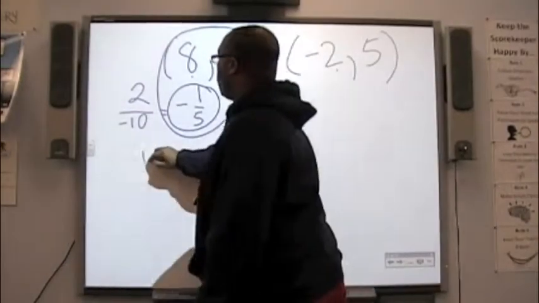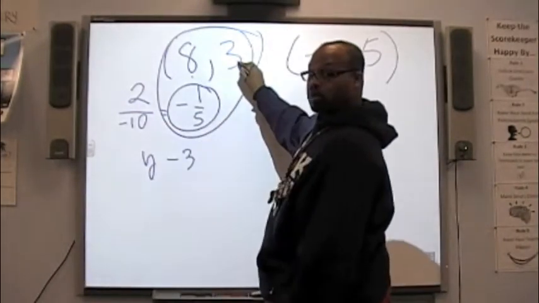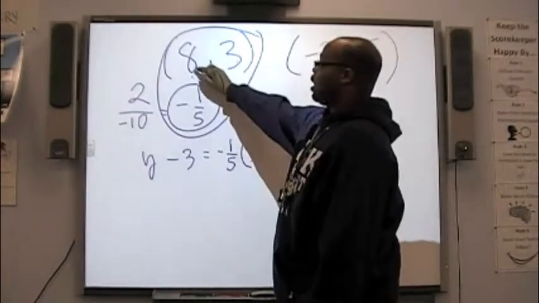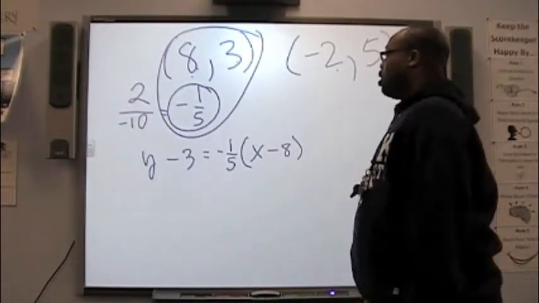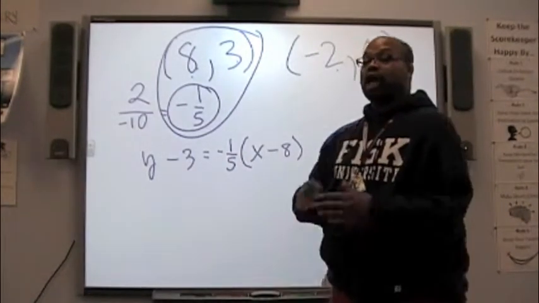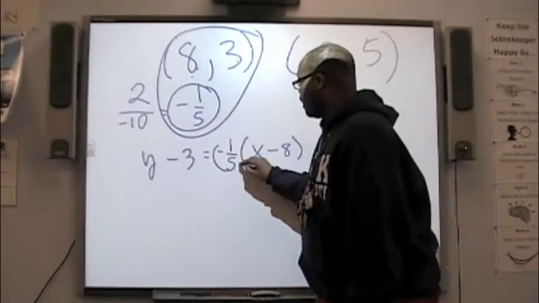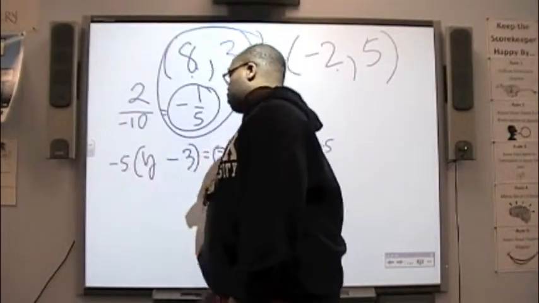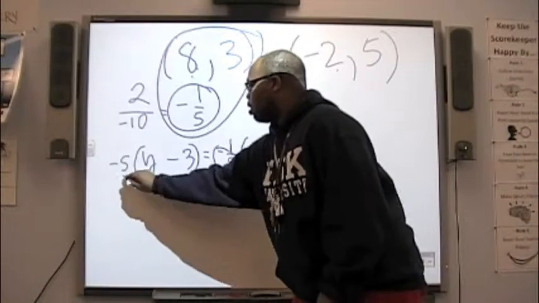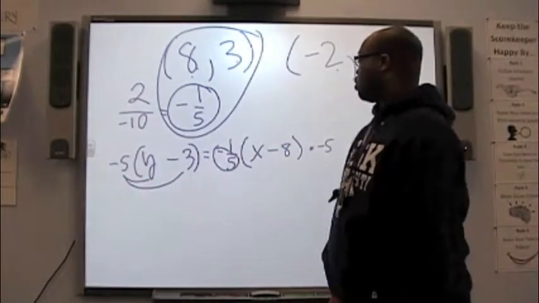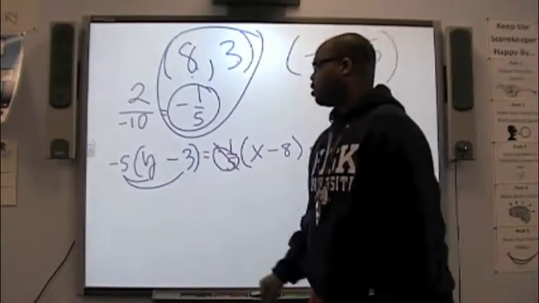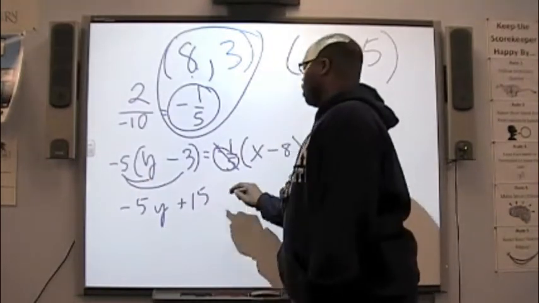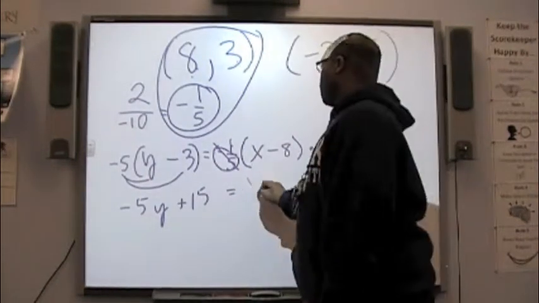So I'm going to have y minus 3 from this 3 here equals a negative 1/5 times the quantity of x minus this 8 here. Now I'm going to get rid of my denominator because I remember I can't have rational numbers and the negative sign at the same time, by multiplying by a negative 5 on both sides. Multiply those two using the distributive property. Cancel out my negative 5s. Negative 5y plus 15, distributing that negative 5, equals 1 times anything is itself, x minus 8.